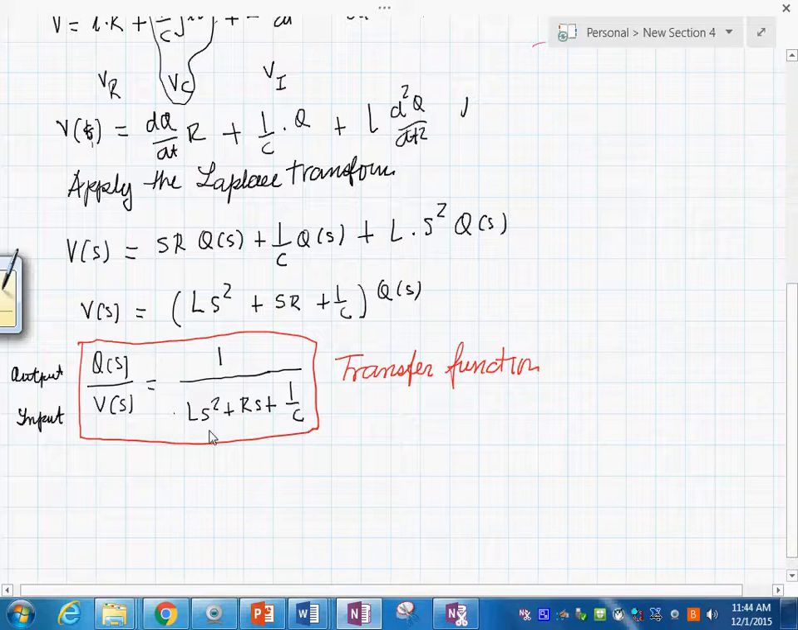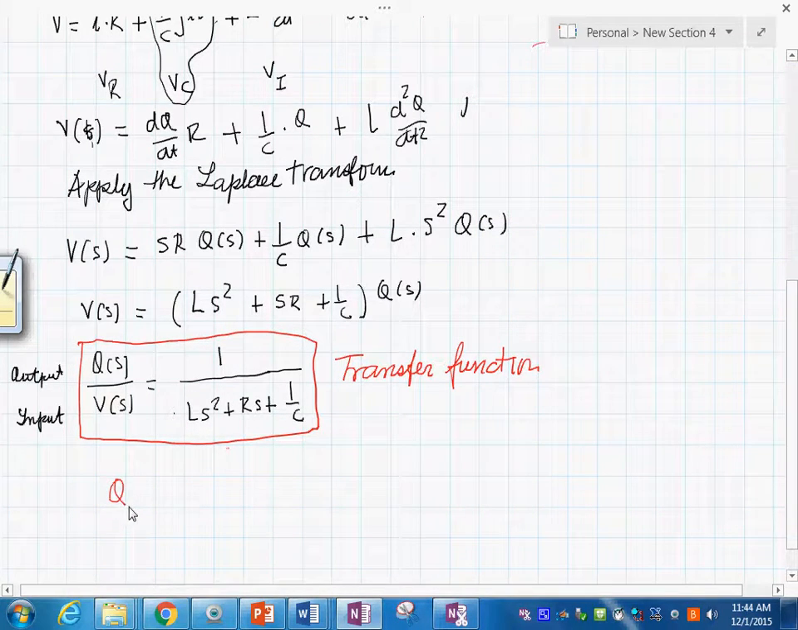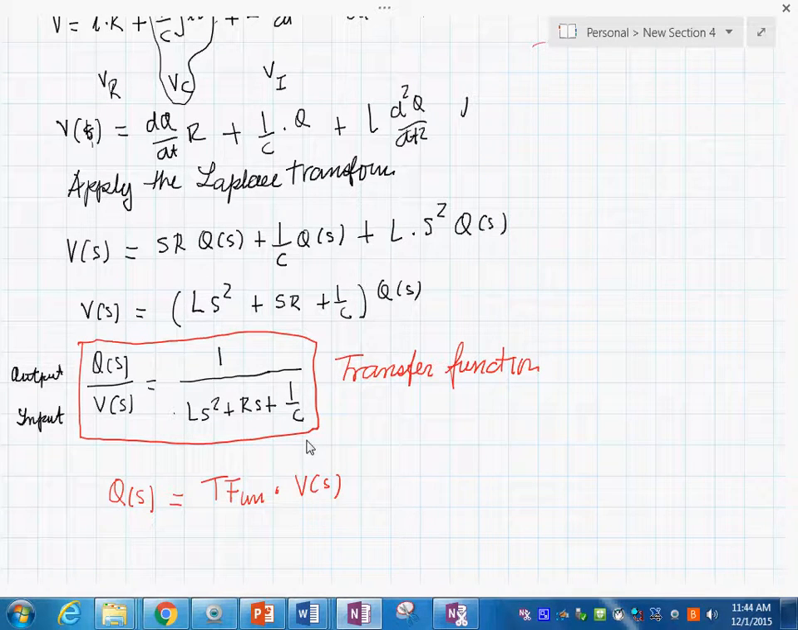It follows that you can always find out what the output is. If you write it like this, Q of S, the output, is equal to the transfer function multiplied by the input. And of course, in the case of the piezoelectric transformation, if we have the input, we should know the output, if we know the transfer function.